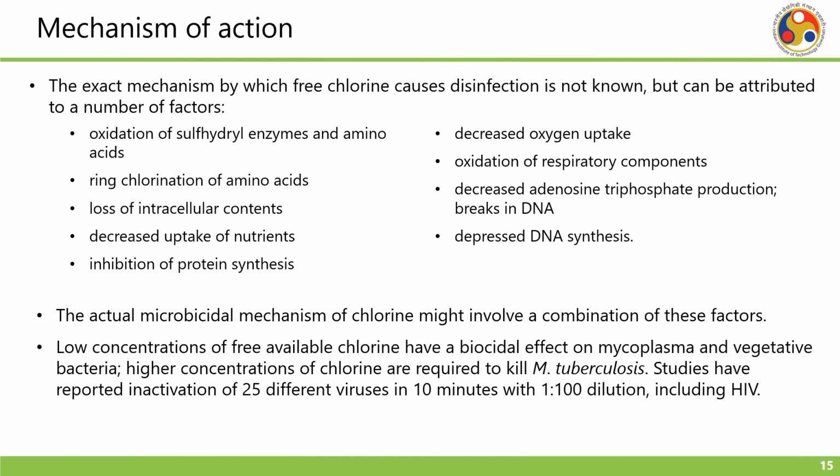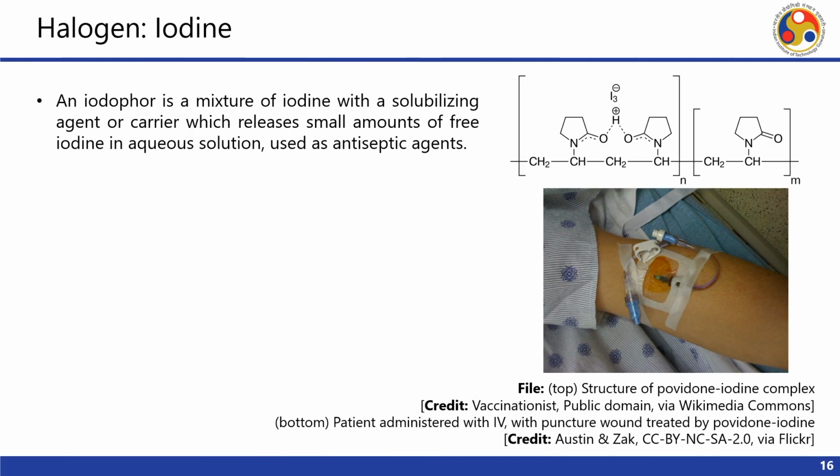Low concentrations of freely available chlorine have a biocidal effect on mycoplasma and vegetative bacteria. Higher concentrations of chlorine are required to kill M. tuberculosis, or Mycobacterium tuberculosis. Studies have reported inactivation of 25 different viruses in 10 minutes with 1:100 dilution, including HIV.